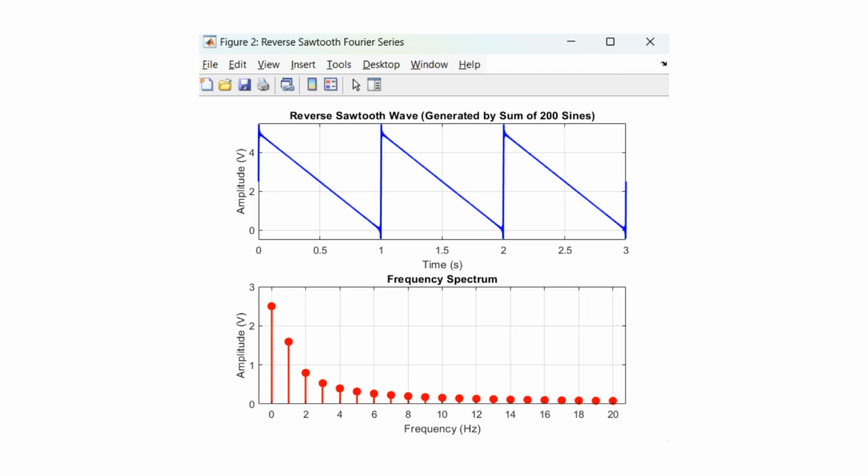Together, these plots confirm that the derived Fourier series accurately represents both the time domain shape and the frequency domain behavior of the unipolar reverse sawtooth signal. This concludes the Fourier series analysis and simulation of the unipolar reverse sawtooth waveform.